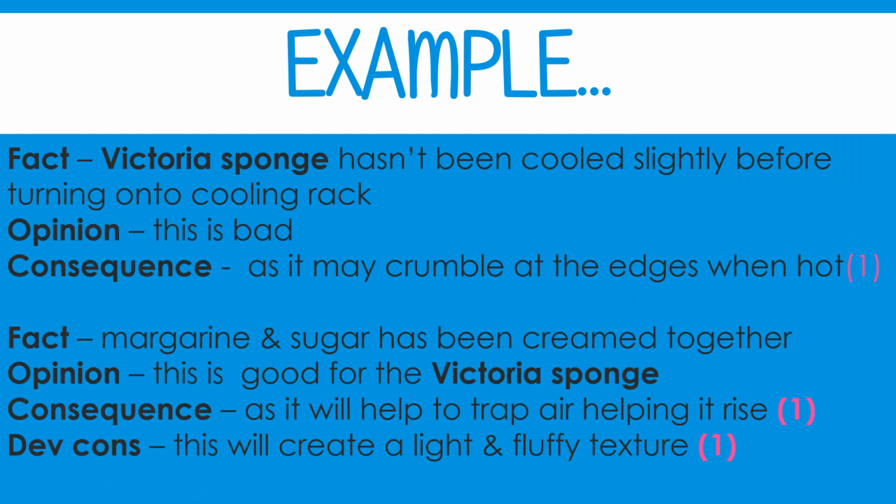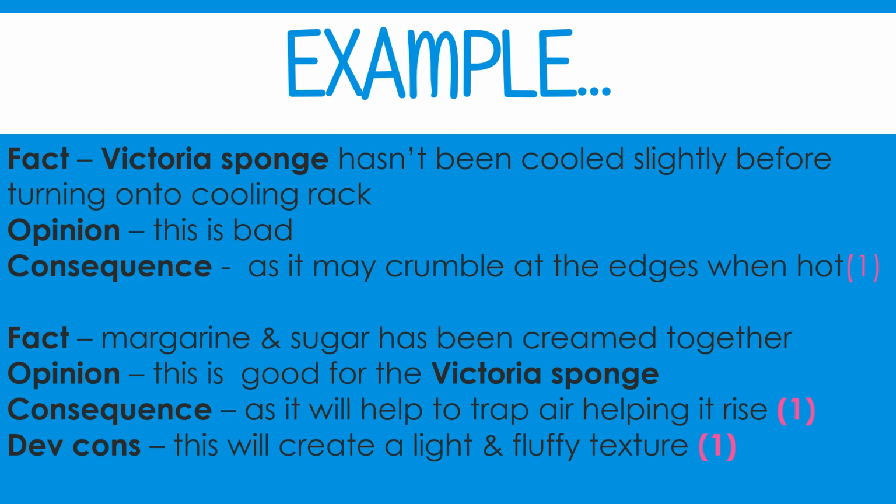Another example, so we are simply saying for a fact the Victoria sponge hasn't been cooled slightly before turning onto a cooling rack. Our opinion, this is a bad thing, as it may crumble at the edges when hot. Another answer that we could give, so we're going for a positive this time. Your evaluations can all be negative, they can all be positive, or they can be a mixture of both positive and negative.